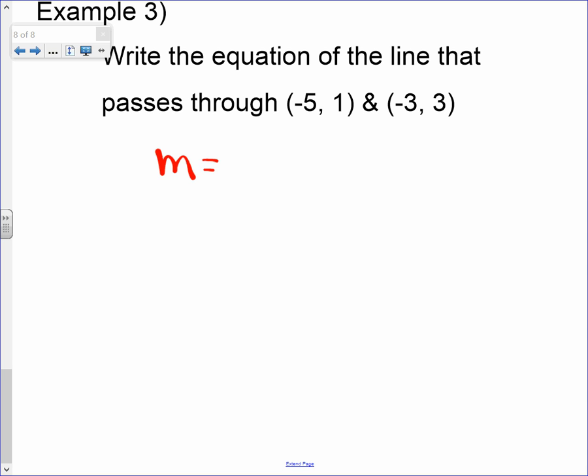What's the slope formula to find the slope of any 2 points of a line? Let's find the slope that passes through these 2 points. Watch this. Delta y means change in y. Look at the change, the vertical change. So let me take the 2 y values and subtract those puppies.